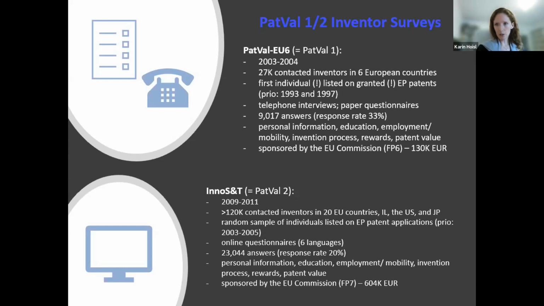Same type of information, even though the questionnaire was more focused. And again, we got money from the European Commission, more than 600,000 euros this time. And again, we had to subsidize it, and it was extremely expensive.